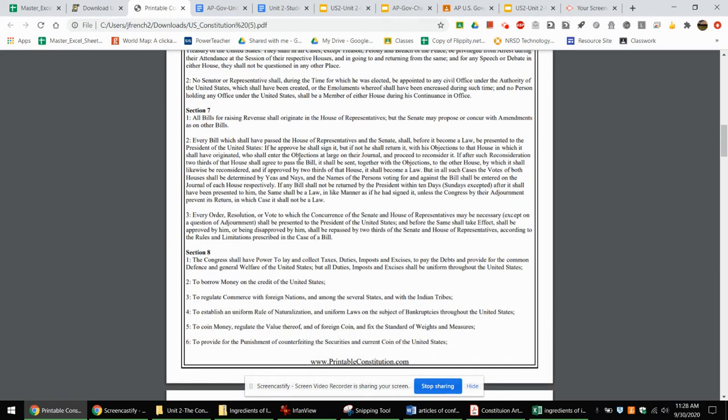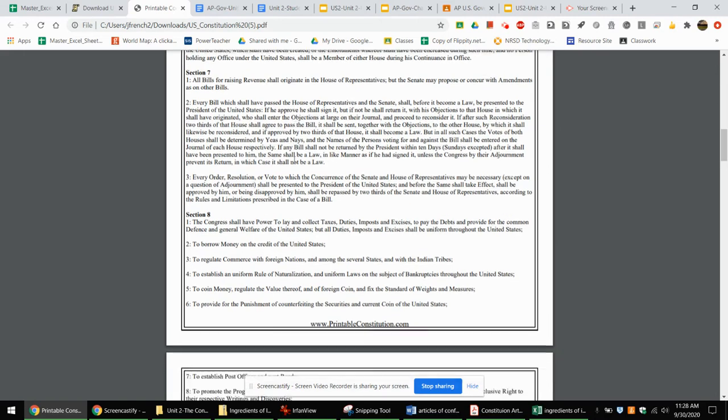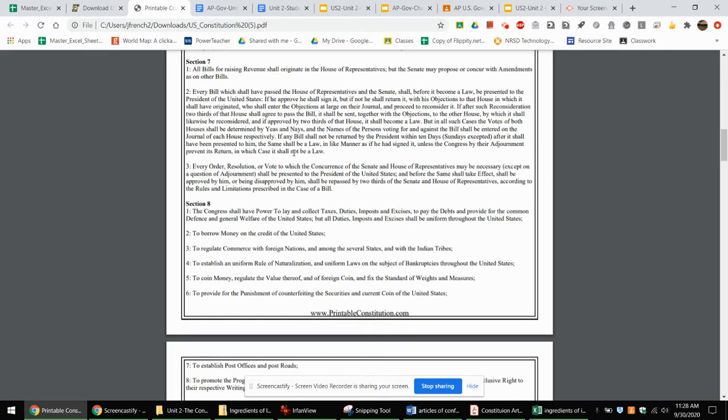Section 7 is kind of interesting. It's the idea that this is how bills get created. If it has something to do with money, it starts in the House, right? Because they have the power of the purse. It talks about the whole process that bills get voted on and passed with a simple majority vote. It talks about how the president can veto those laws, and then those laws can be overturned with a two-thirds vote.